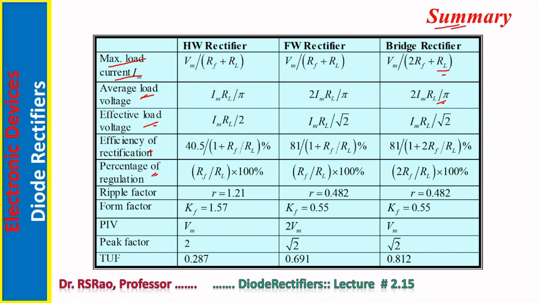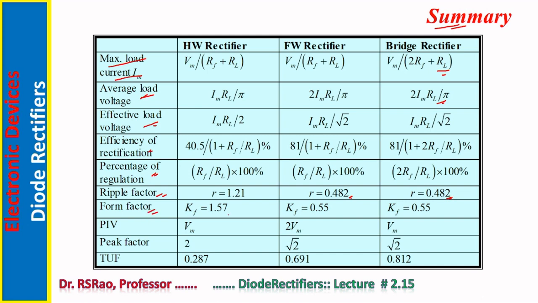Percentage regulation is Rf by RL into 100 for the half wave rectifier circuit. It is the same for the full wave rectifier circuit. It is double in the case of the bridge rectifier circuit. Ripple factor is 1.21 for the half wave rectifier circuit. It is 0.482 for the full wave rectifier circuit. It is 0.482, same as the full wave rectifier, in the case of the bridge rectifier circuit.